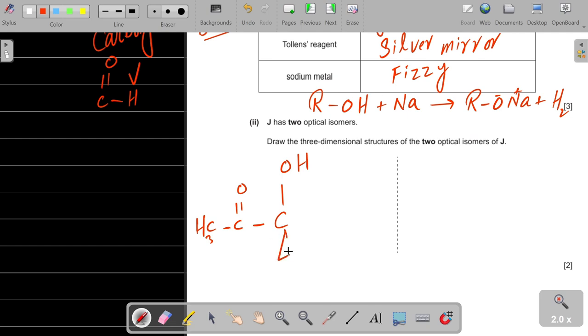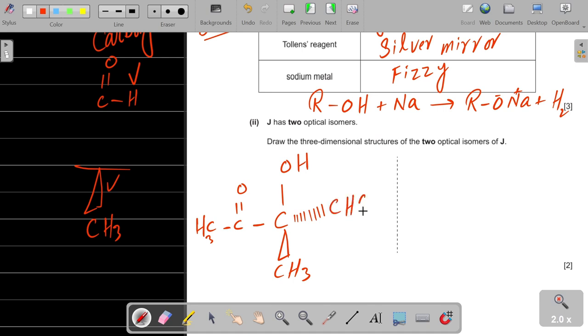You can write this bond as a wedge. It means something is coming out of the plane, and in chemistry we use this type of bonding to explain three-dimensional structure. Here we have this CH3, and on this side we have this. When I write hashed bonds, it means something is going behind the plane.